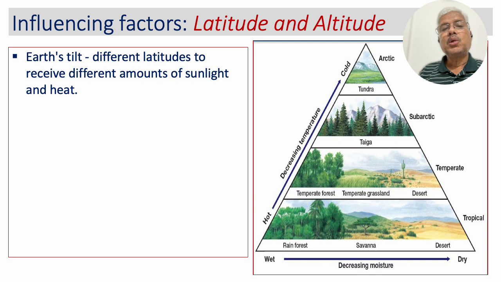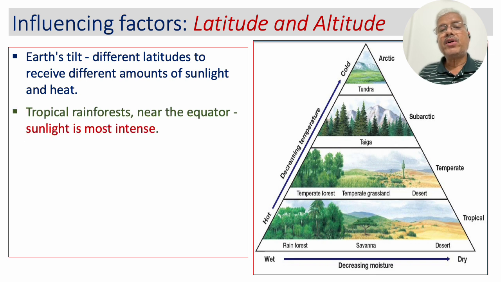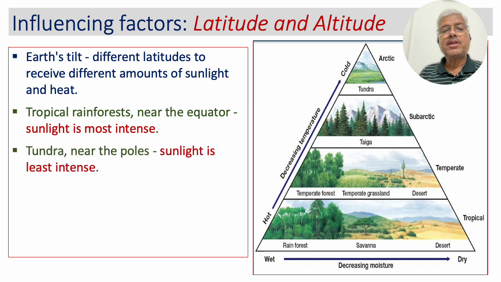Another factors include latitude and altitude. The Earth's tilt causes different latitudes to receive different amounts of sunlight and heat. For example, tropical rainforests are found near the equator where the sunlight is most intense, while tundra are located near the poles where the sunlight is least intense. The amount of sunlight a region receives affects the temperature and the length of its growing season, both of which influence the types of organisms that can live there.